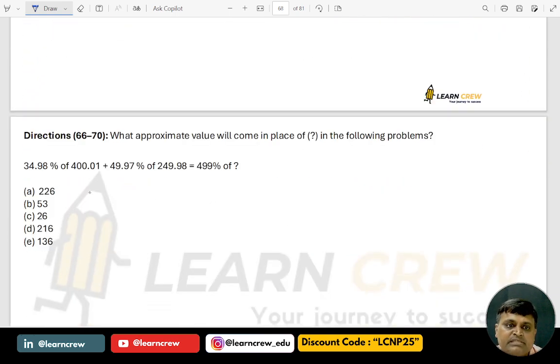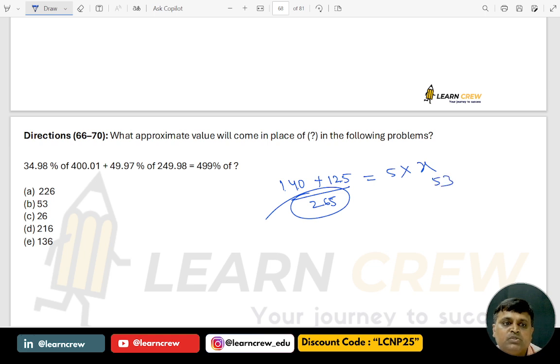Now 35% of 400 is 140. 50% of 250 is 125. 140 plus 125 is 500%, means 5 times of how much? So 140 plus 125 is 265. 265 is 5 times of 53. So answer is B.